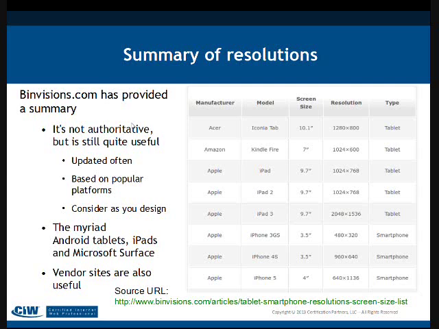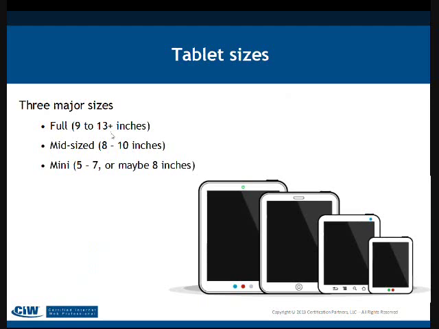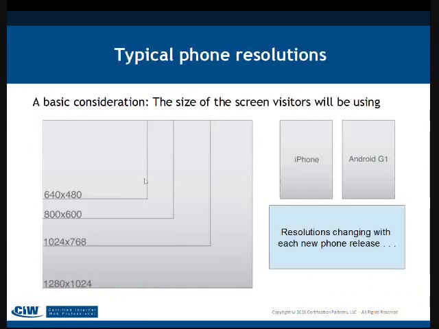BinVisions has a very nice summary, and I just created a screen capture of the first few of them. Stephen, what's cool about this is that it gives you an idea of the make of the device, the model, and the typical screen size. And it's not just for tablets, folks. It's also for phones as well. This is updated in real time. They do a pretty good job keeping it updated, so I wanted to mention that.